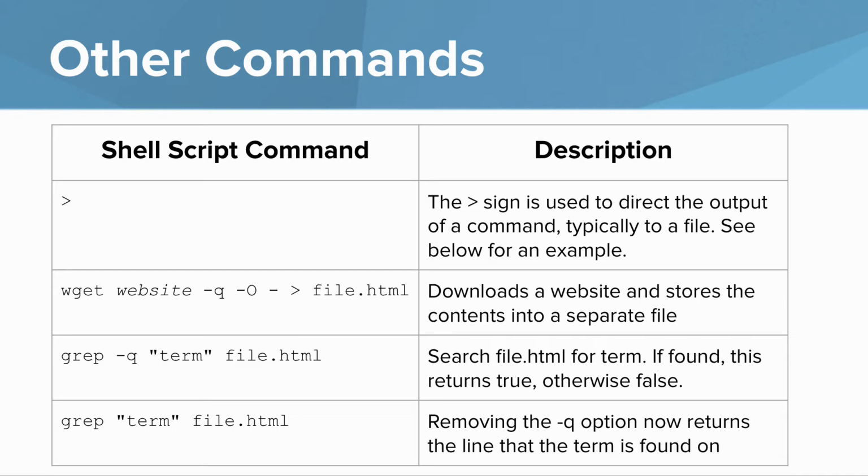grep is a term that we can use to help search different things. We can use grep -q, which is saying do it quietly, don't actually output the results to the screen, but it does essentially search for the word term in the file.html. And again, there's an example of this in our example, so make sure you're taking time to understand that. Without the -q, what it does is it'll actually output the line that the term is found on.